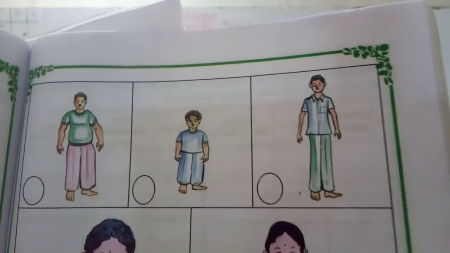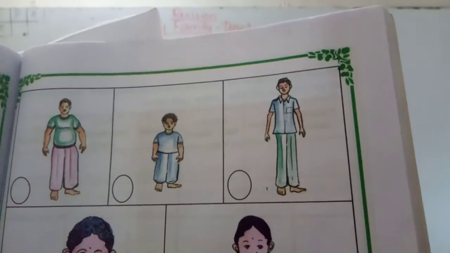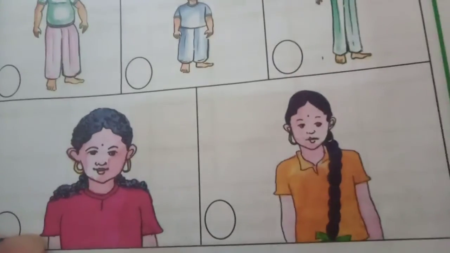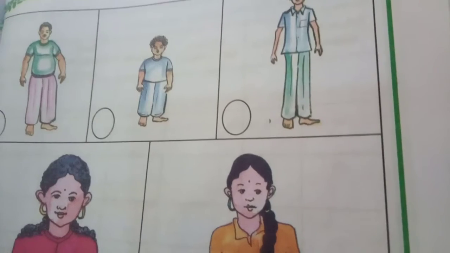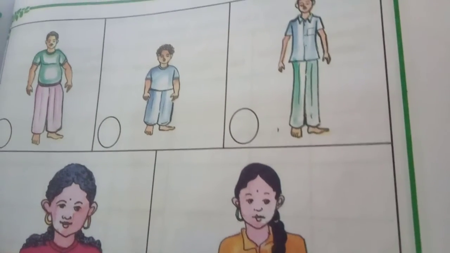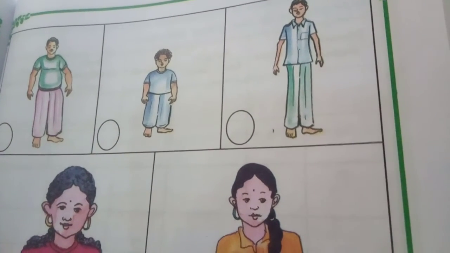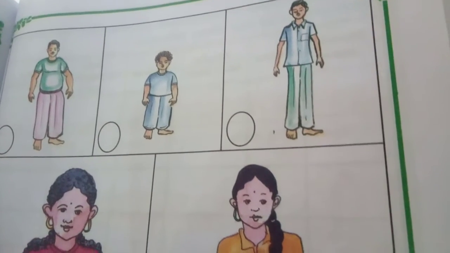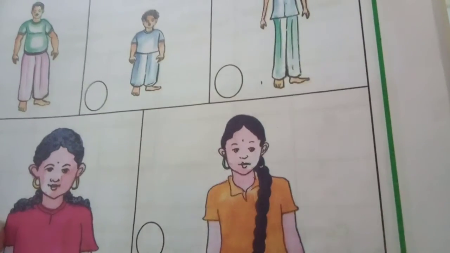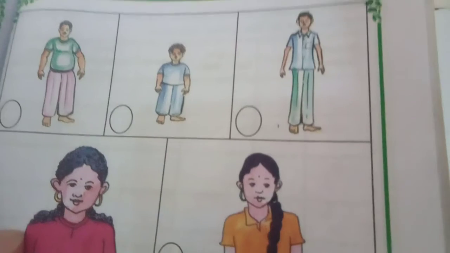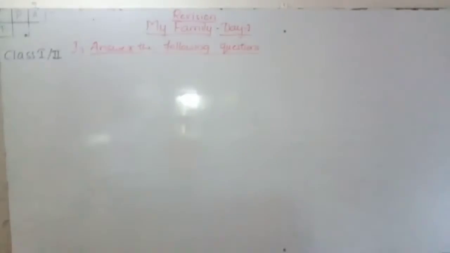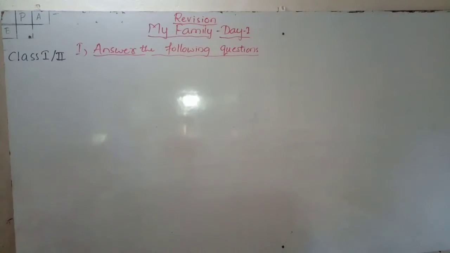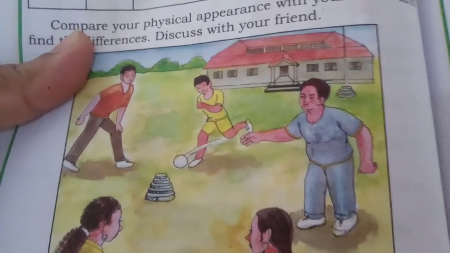Fat person, short person, lean person, girl with curly hair, girl with long hair, girl having long hair. So all are different from each other. Understood? Now here, let me show you the last picture. How all the children are different from each other. You can see how they are playing here.